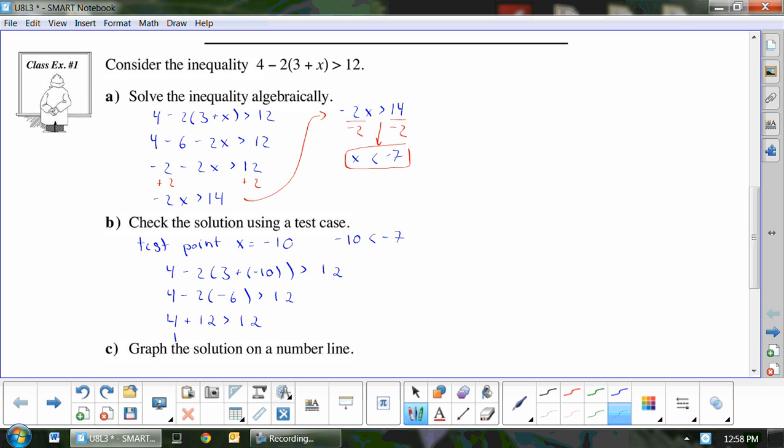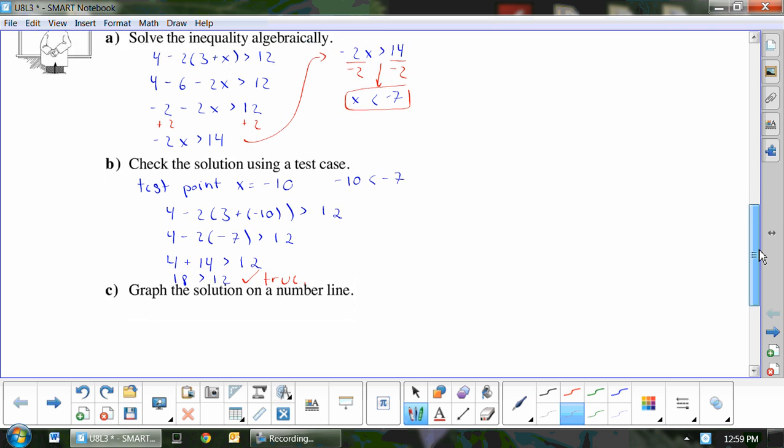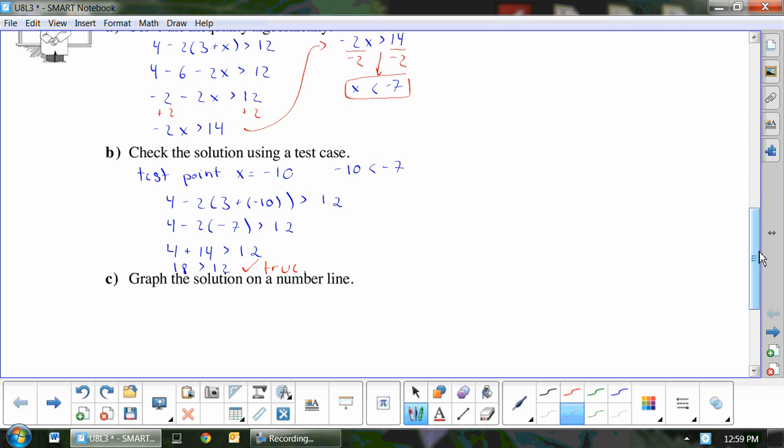and we get, oh, dang, that was it. Good catch, guys. So we get 18, so we get that, oh, 18 is greater than 12. So we say, fantastic, this is true. Okay.